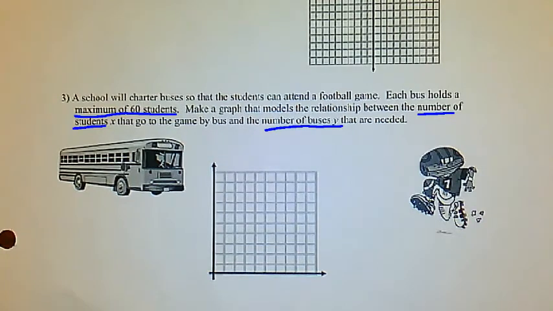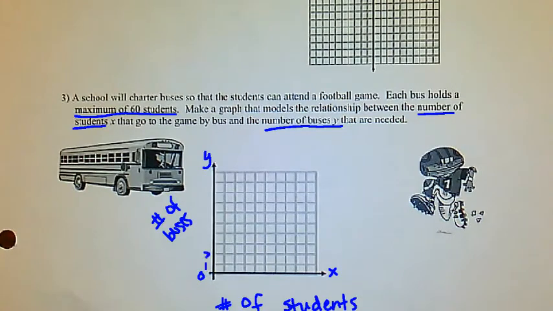So I'm going to write number of students, and then number of buses. Thought I could write sideways, but I can't. Okay, so again, make sure you label this. Okay, so I'm going to make each of these worth 1.